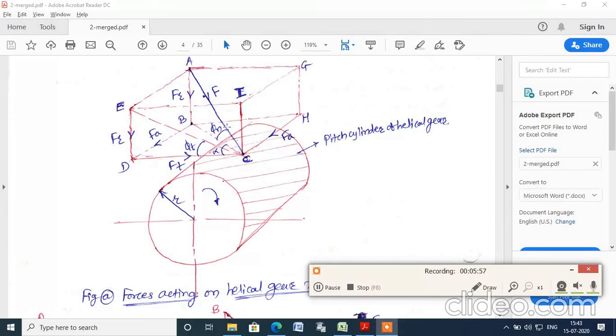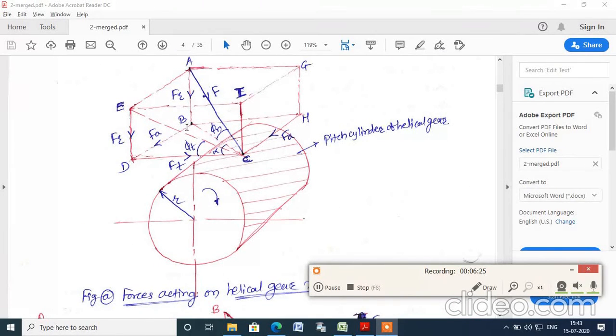So from A, let us say F is the resultant force acting on the point on the teeth of the cylinder. Fr is the radial force, where Fa is the axial force. So here Ft is the tangential force, alpha is the helix angle, and there are the normal pressure angle and the transverse pressure angle, phi n and phi t respectively.